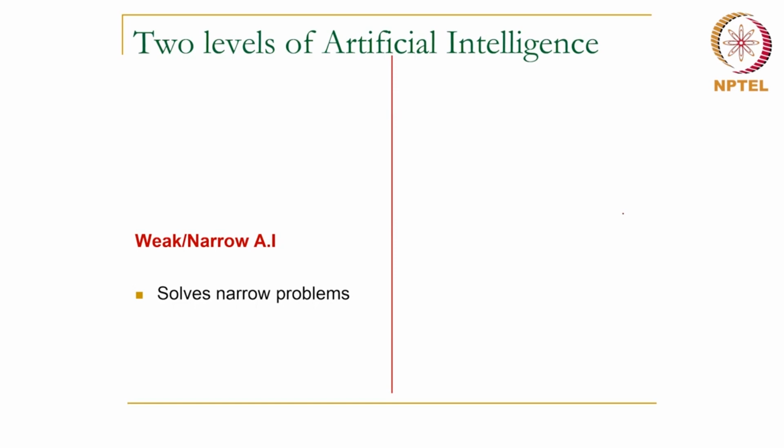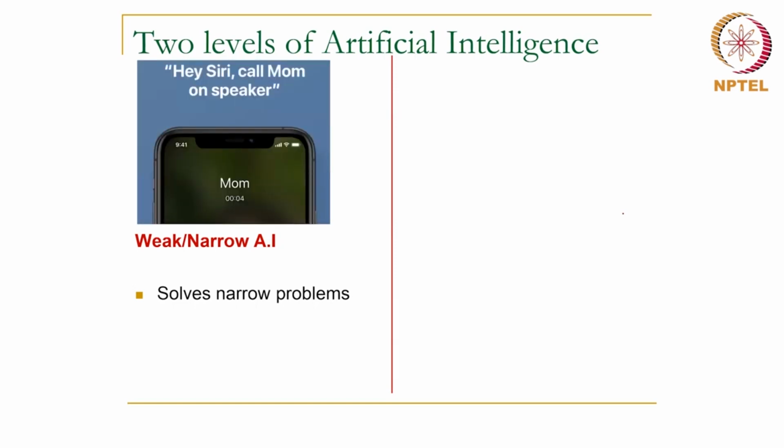So this solves narrow problems. For example, something like Siri or Amazon Echo, etc. This can do specific activities. As I was saying this, it's quite funny. I wish I could show you this. Let me see if I can. In fact, it's a nice example by itself.